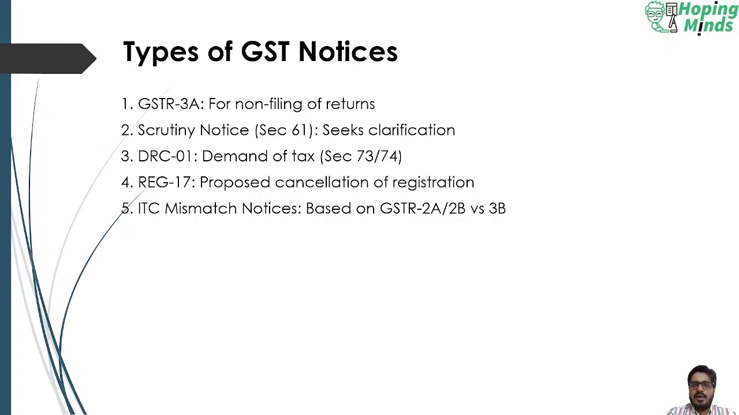Then ITC mismatch notices based on GSTR 2A or 2B versus GSTR 3B. That is, the taxpayer has claimed excess input tax credit in GSTR 3B than what was available in GSTR 2A or 2B during the reporting period. Then ITC mismatch notices will be issued by the department.